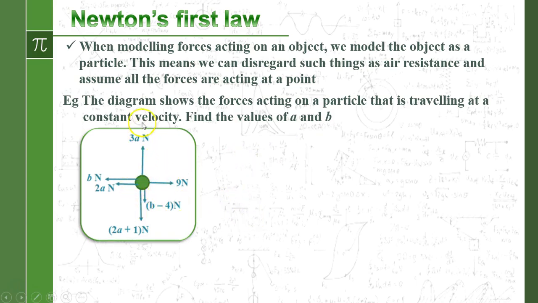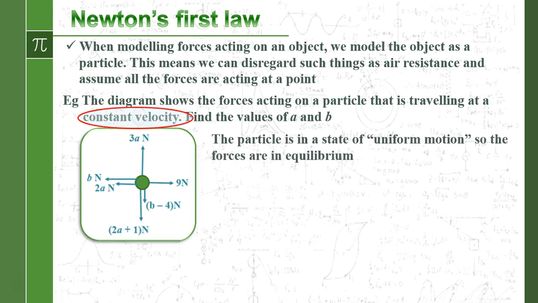Some are acting in the vertical direction, some are acting in the horizontal direction, and we're told that it's travelling at constant velocity, and as soon as we see that constant velocity, that means we know that our forces are in equilibrium. So what we're going to do is have a look at the forces, and we're going to spend a lot of time on this course resolving in different directions, so what that means is we're going to have a look at the forces that are acting in the horizontal direction, so that's those ones.